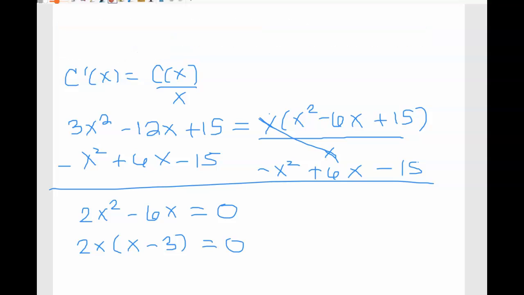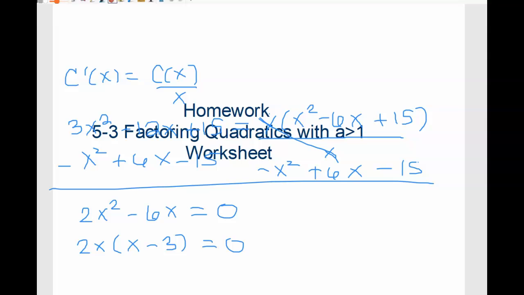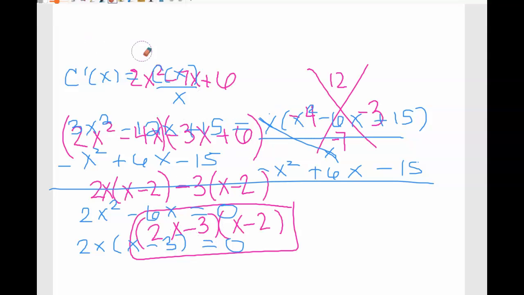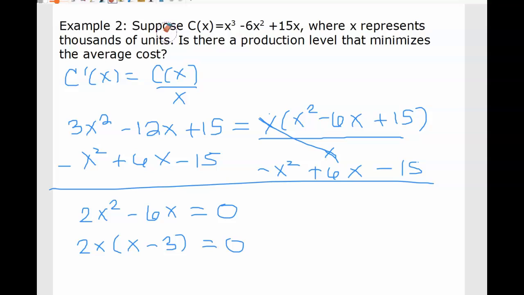Okay, that's crazy because I'm pretty sure that was the same problem I did in algebra today.